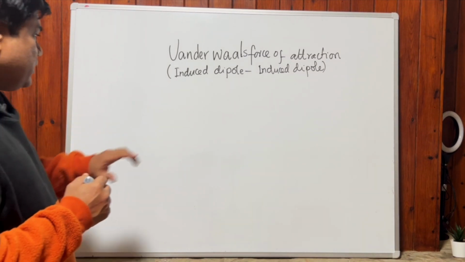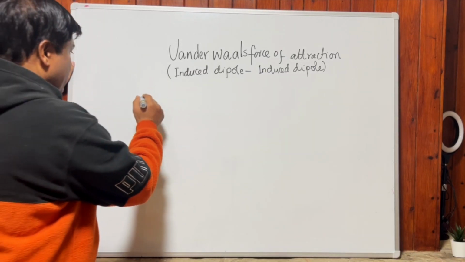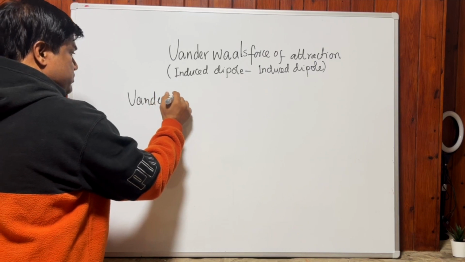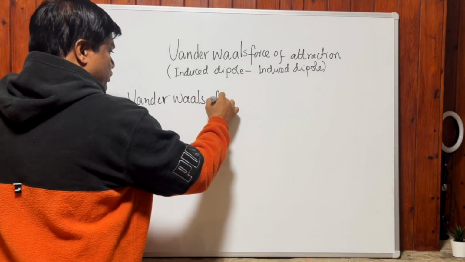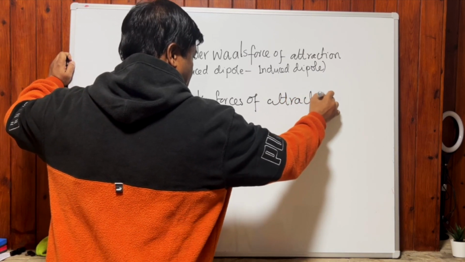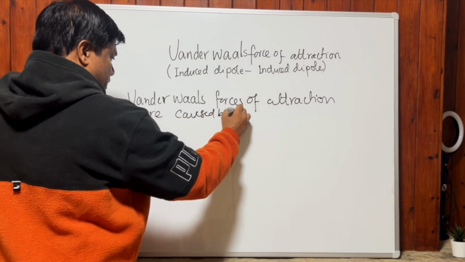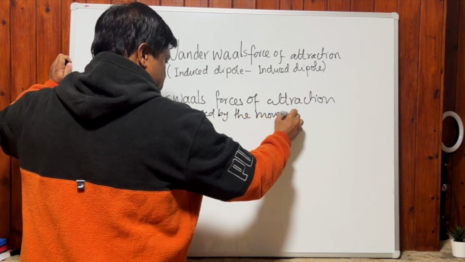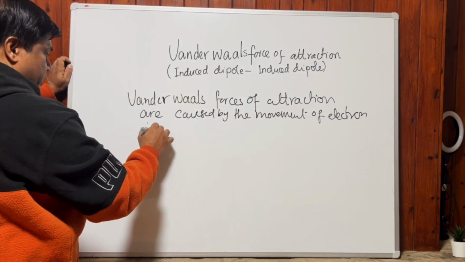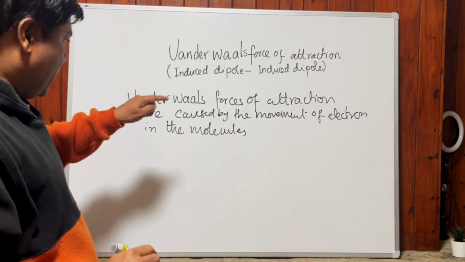Van der Waals forces of attraction are caused by the movement of electrons in the molecule, in the compound, or in the molecules. Okay, now what happens when the electron moves?